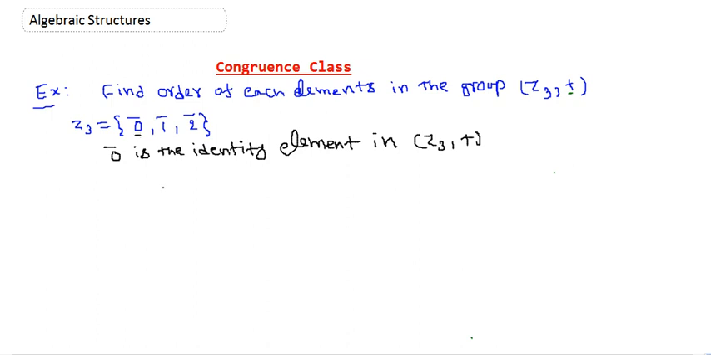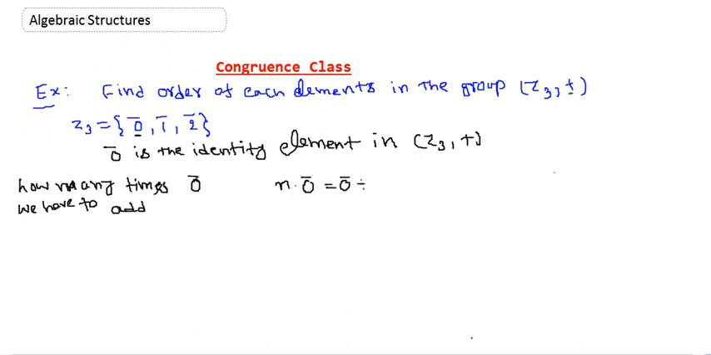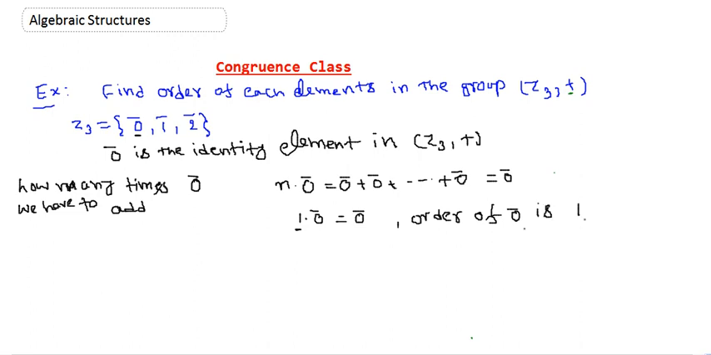So what is the order of 0 bar? How many times do we have to add 0 bar with 0 bar to achieve 0 bar? That means I am talking about the least positive integer n for which n times 0 bar, which means if I add 0 n times, then we get 0 bar. It's very clear, we don't have to add many times. If n equals 1, which is the least number, we get 0 bar. So the order of 0 bar is 1.